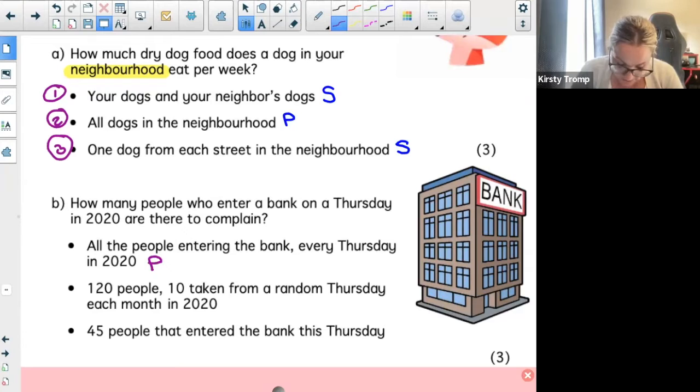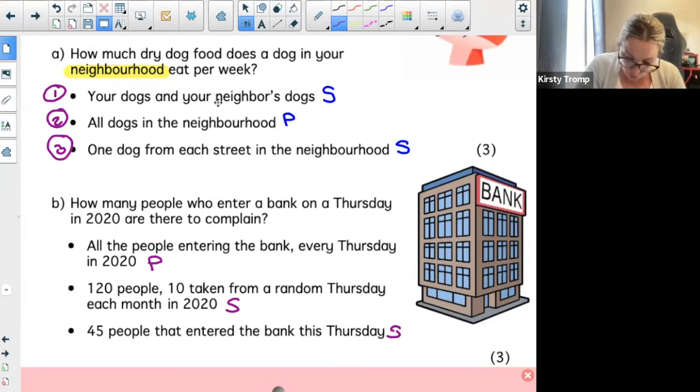Next one, Tara Jane. 120 people, 10 that were taken at random on a Thursday each month in 2020. Sample or population? A sample. Sample. Well done. And finally, last one. 45 people that entered the bank this week, Thursday. Sample or population? A sample. Well done, because it's only the 45 people who came in. Well done, Tara Jane. Thank you so much.